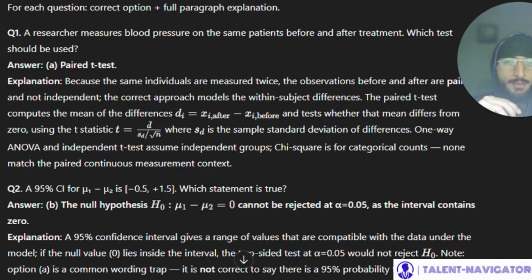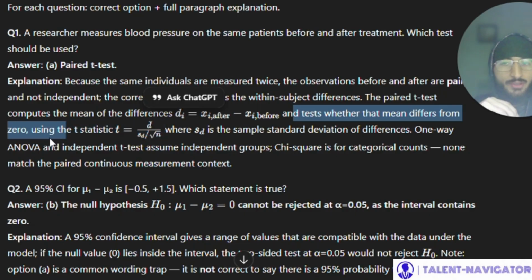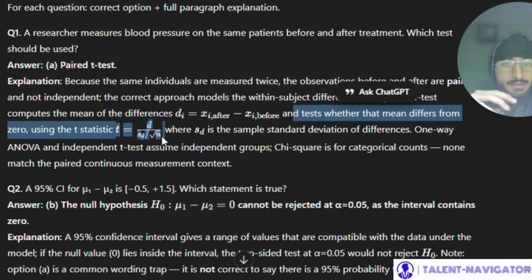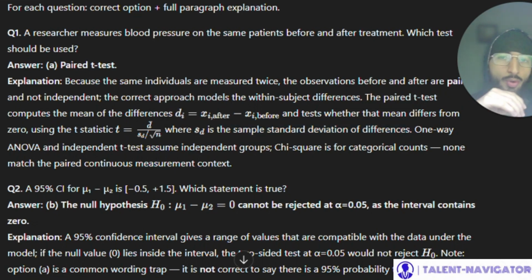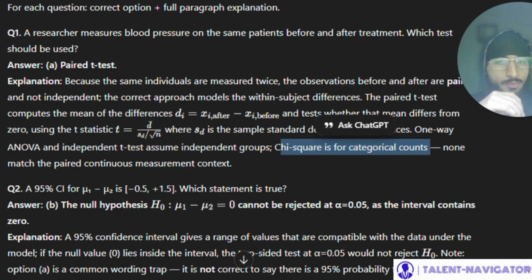So the paired t-test computes the mean of differences, that is x_i after minus x_i before, and tests whether that mean differs from 0 using the t-statistic d-bar upon s_d upon root n, where s_d is the sample standard deviation of differences. One-way ANOVA and independent t-test assume independent groups, and chi-square is for categorical counts.